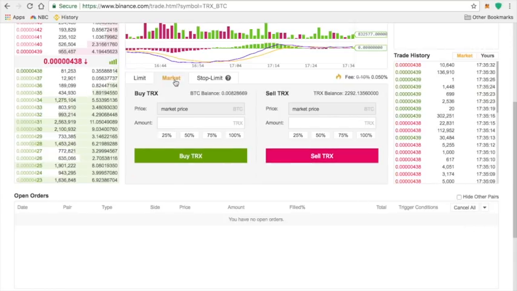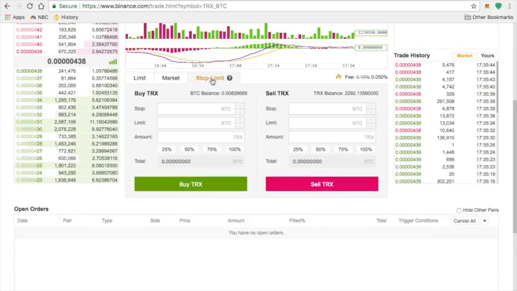Now, if you do it by market, what that's going to allow you to do is buy it at the market price. Whatever someone's selling it for, that's what you're going to get it for. So if I put 100%, I just hit buy Tron, and I get 1,887.